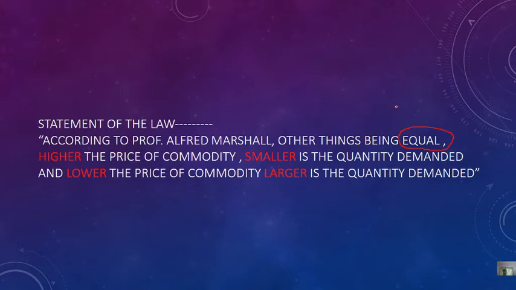So other things being equal, higher the price of commodity, smaller is the quantity demanded, and lower is the price of commodity, larger is the quantity demanded. Higher price, smaller quantity. Lower price, larger quantity.